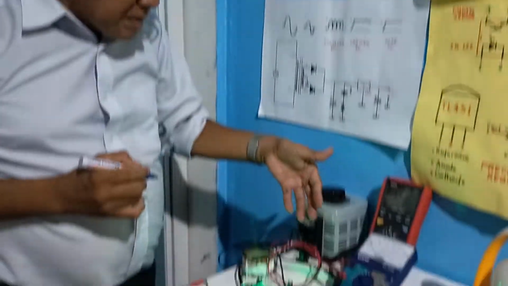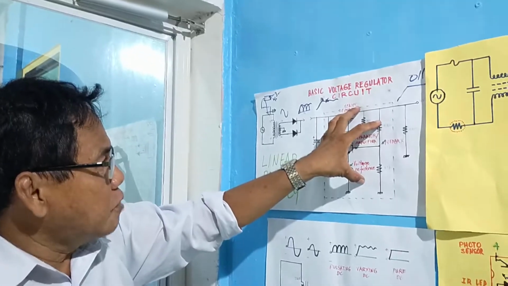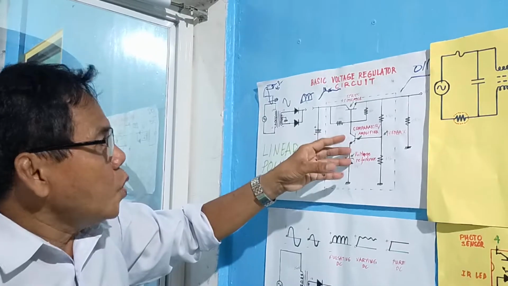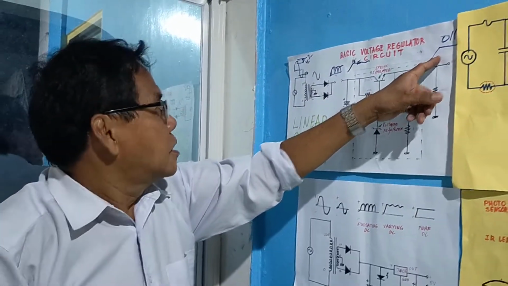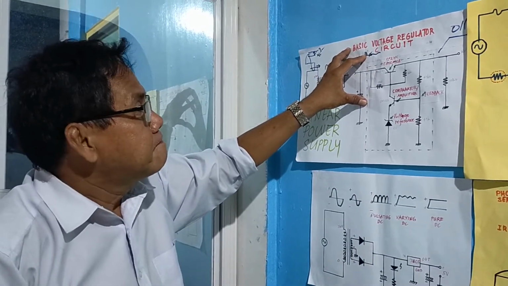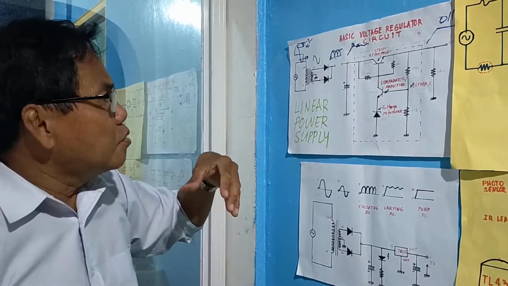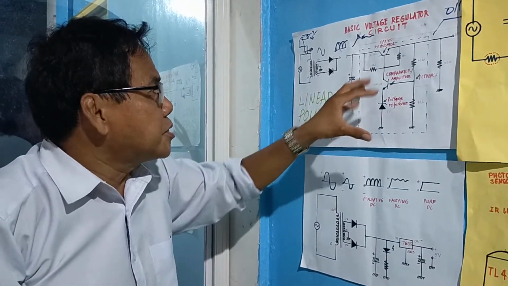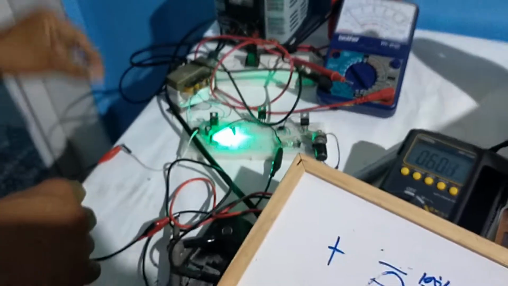But it is not purely purified or regulated, because the purpose of this regulator is to provide a constant output voltage despite the variation at the input. Let us now explain how this regulator circuit operates. It goes like this, class.